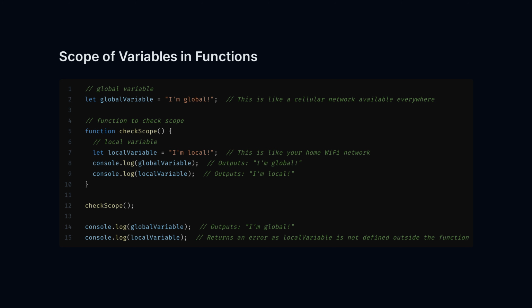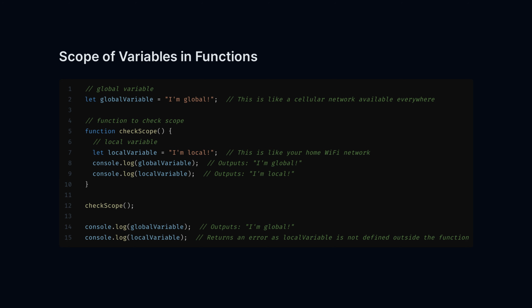The scope of variables can be global or local. A variable declared outside a function becomes global. Just like a cellular network, global variables can be accessed from anywhere in the code. On the other hand, a variable declared inside a function is local to that function. It's similar to the way your home Wi-Fi is only available within your home. This variable can't be accessed outside the function, just as you can't access your home Wi-Fi once you step outside.